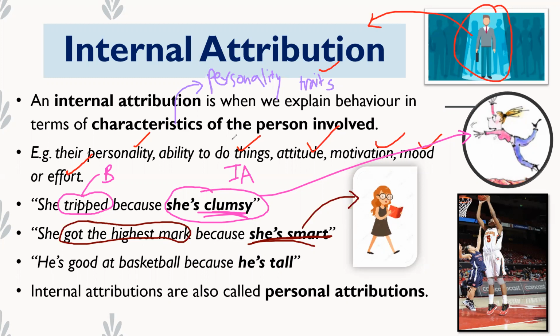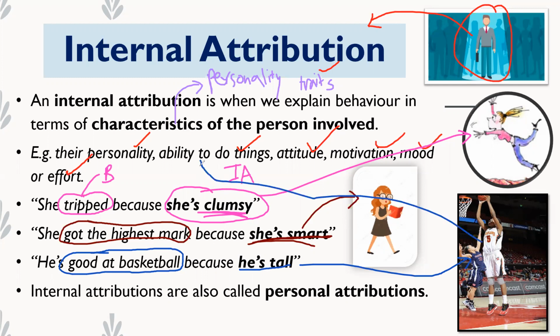Similarly, he's good at basketball because he's tall. Again, kind of a stereotype, but being good at basketball is something we can observe. He's tall. That's an individual physical characteristic, which basically influences this guy's ability to do things.